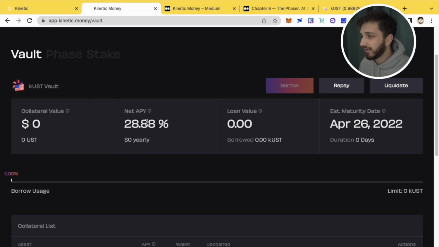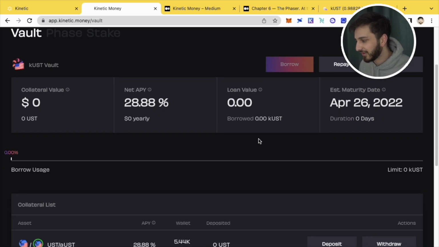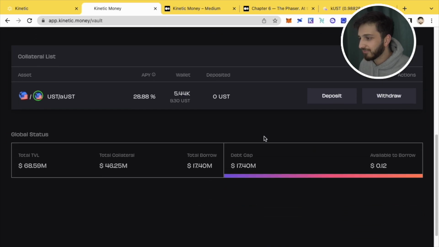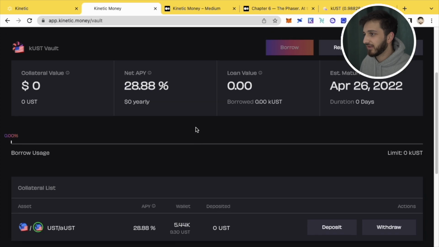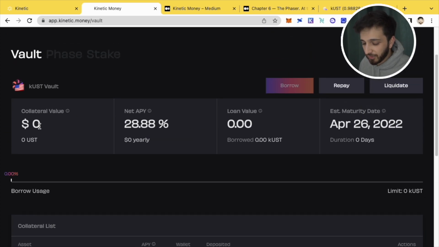But yeah, this APY is what you're earning at the moment, and that's going to pay off that loan. And it's nice that they've got this little date here. It tells you how many days it'll take before you pay off your loan. So that's really interesting. And that's pretty much all that the vault is. You can deposit, you can borrow against it in the form of KUST, and it'll pay itself off over a long period of time.